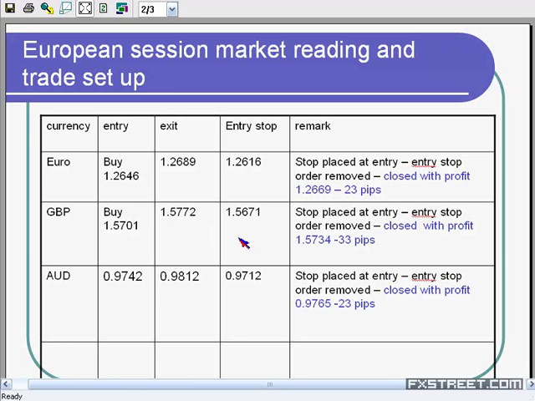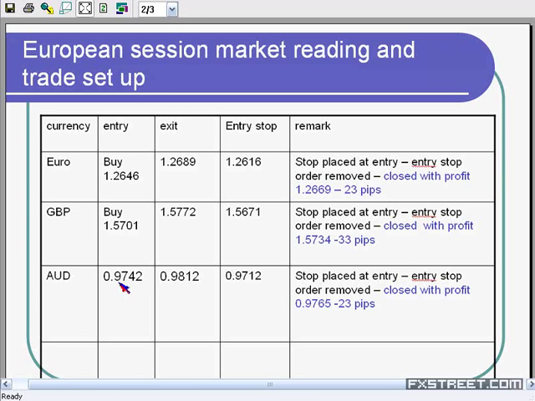I also took a buy position at 1.5701 and kept an entry stop at 1.5671, 30 pips below. Once it started making profit, I just moved the stop to entry and closed around 57.34 when they had gained the levels and started making a dip. It was closed.